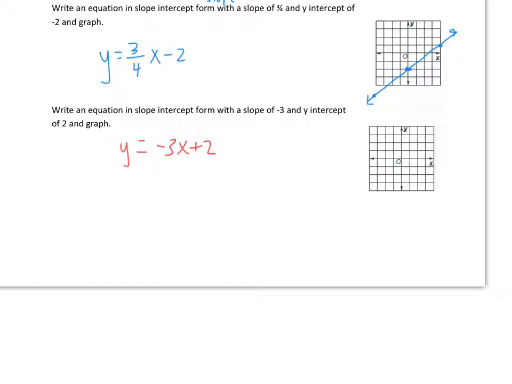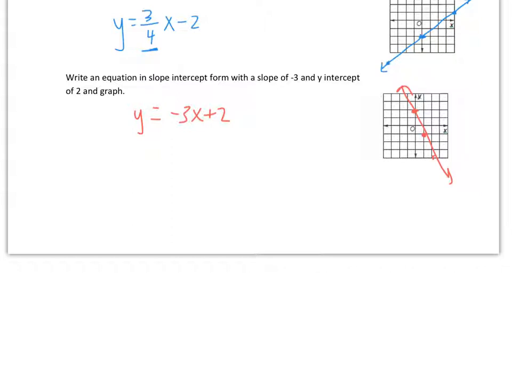I'll plot my y-intercept up 2 units and go down 3 to the right 1. Or I could go up 3 to the left 1. And again, negative means that my graph should be going in a downward trend from left to right. And again, with graphing, slopes are usually left in fraction form. So that's why, up at the number 1, we left 3/4 as 3/4 and didn't change it to 0.75.